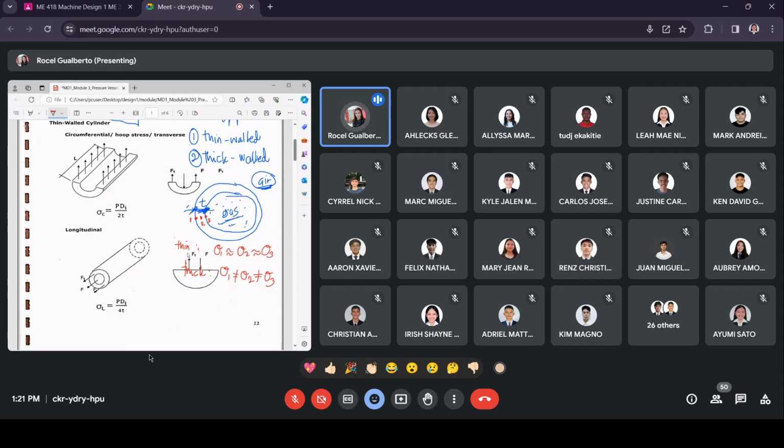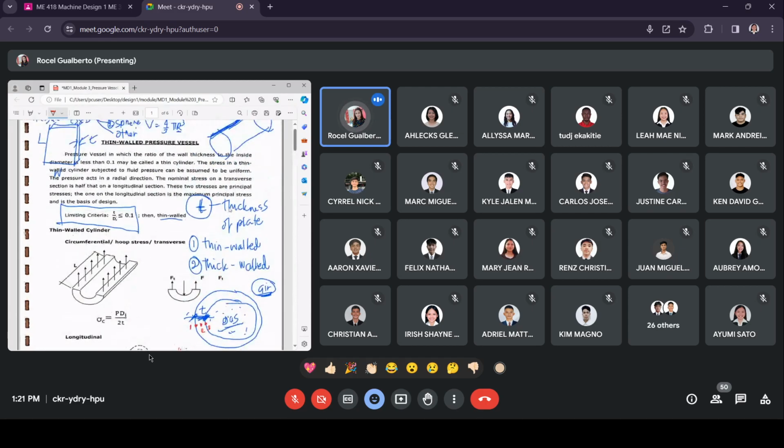Okay, so with this reason, we are to determine first on our design whether it is a thin-walled or a thick-walled vessel. So that would be your first step in the design. Our first step of the design is to determine whether it is thin-walled or thick-walled. So how will you do it? You solve for your limiting criteria.